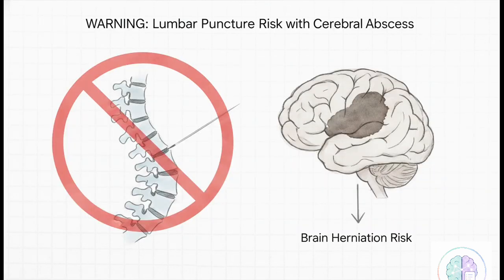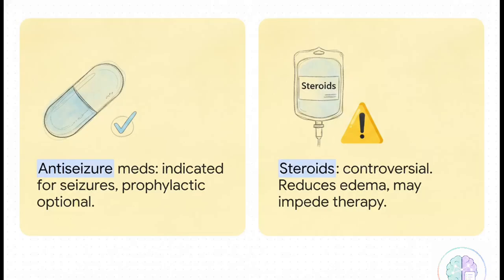Now, the crucial point is this. You must avoid a lumbar puncture, or LP, in almost all cases of a suspected cerebral abscess. Why? Well, a cerebral abscess acts as a space-occupying lesion in the brain, which ramps up the intracranial pressure. Doing an LP can cause a sudden, massive shift in cerebrospinal fluid dynamics, which can lead to catastrophic brain herniation. So just remember, skip the LP. No exceptions.